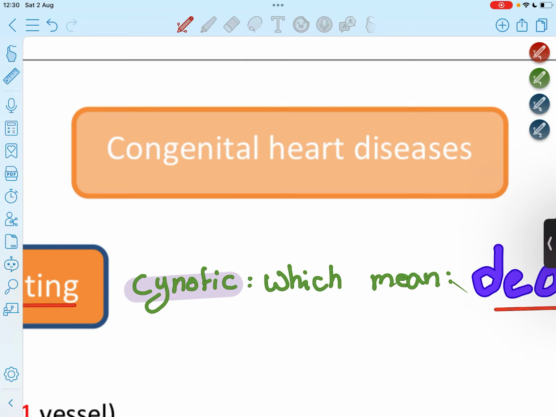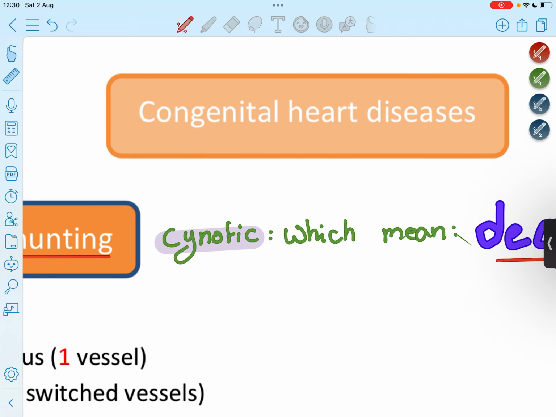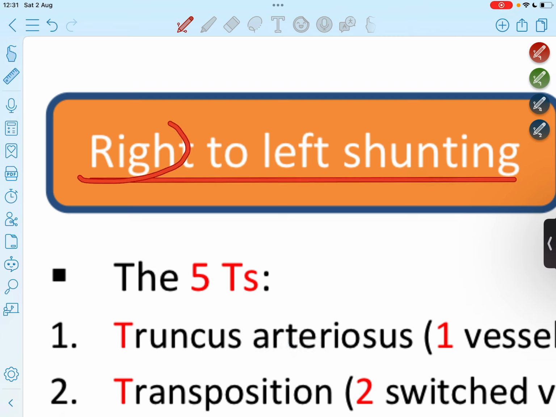Congenital heart disease. We're going to learn about congenital heart disease. The first thing we're going to learn is right to left shunt.